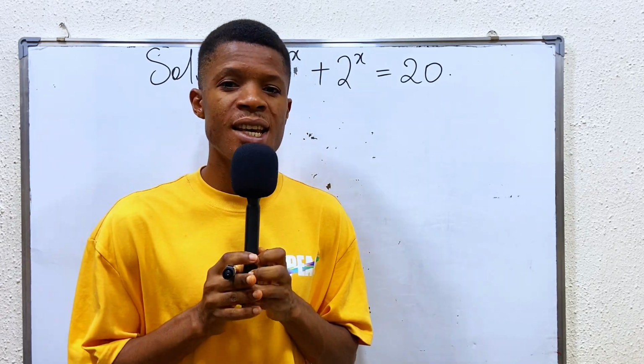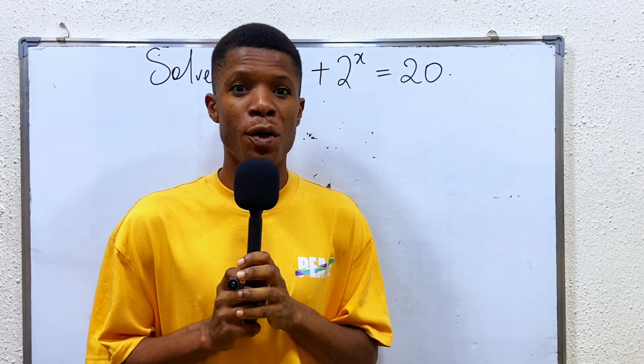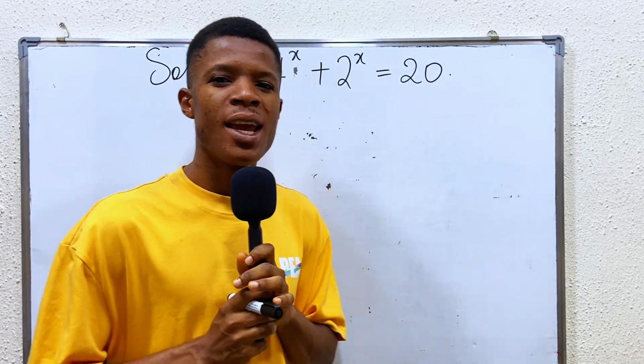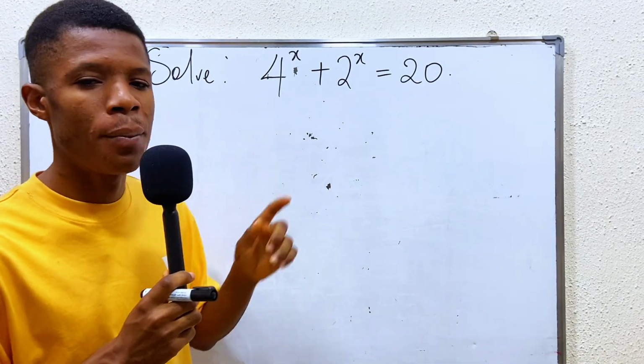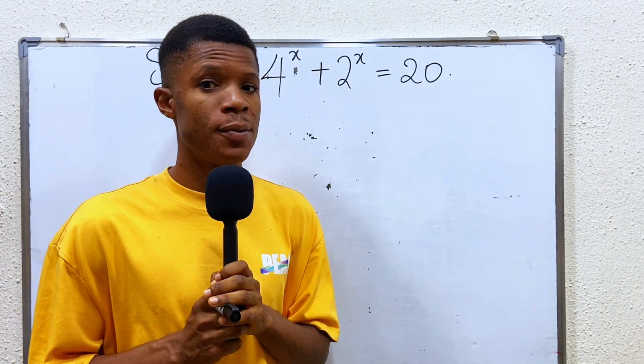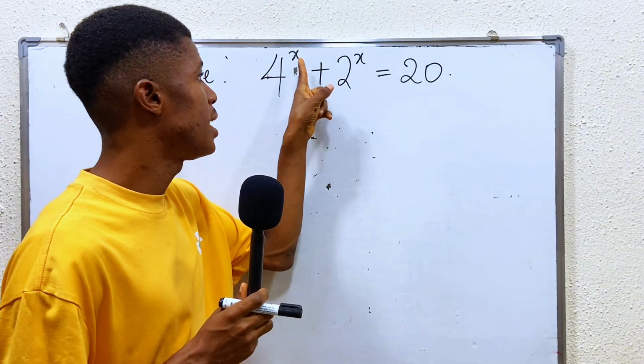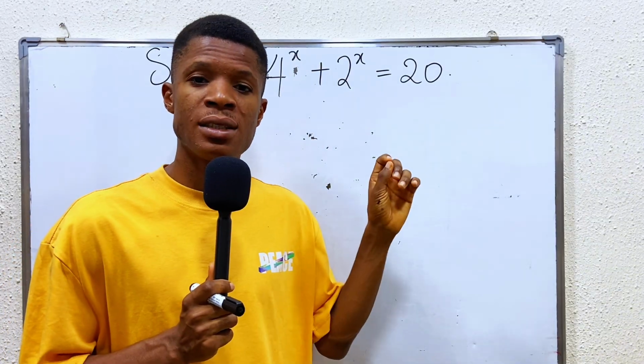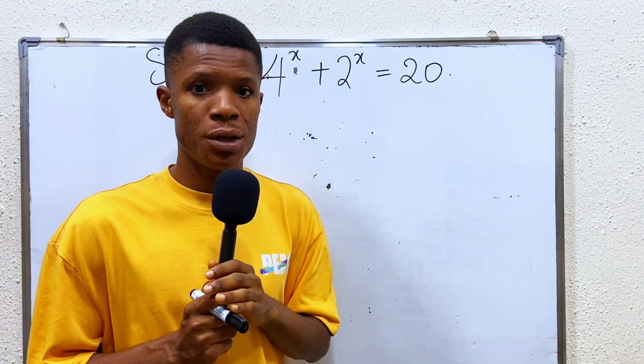This is the easiest math Olympiad problem to solve. Ask me why. Here we are told to solve 4 power x plus 2 power x is equals to 20. Our goal here is just to find the value of x that will satisfy this problem on the screen.